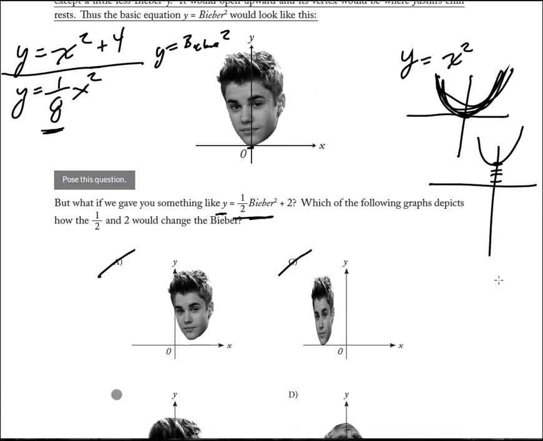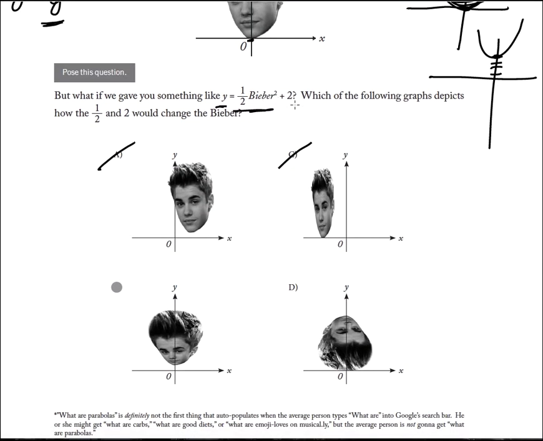Okay? So analogously here, we're doing y equals 1/2 Bieber squared plus 2. We know it's not A and C. So which answer choice moves it up? Yeah, choice C, right? That's our correct Bieber, right?